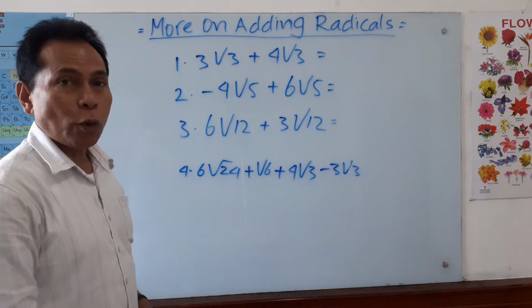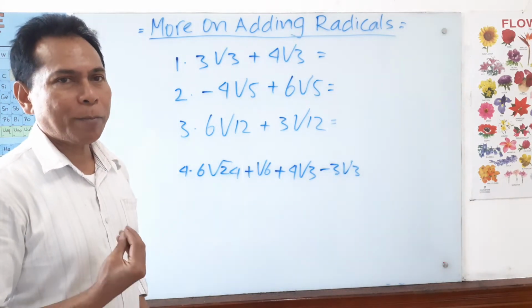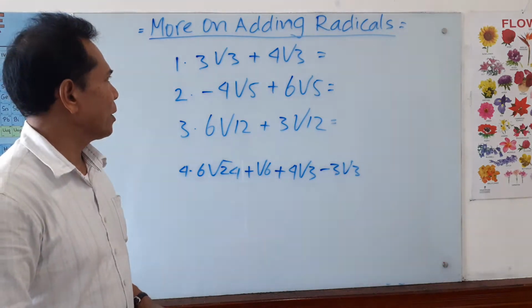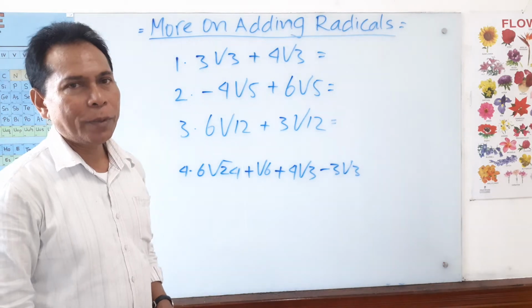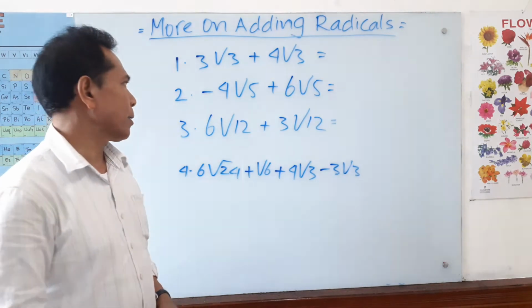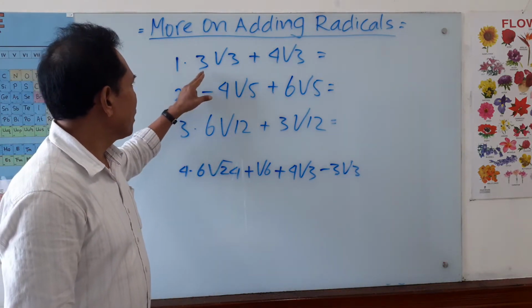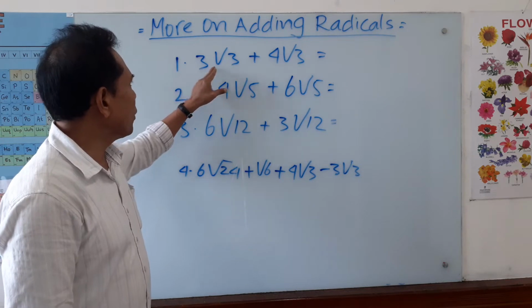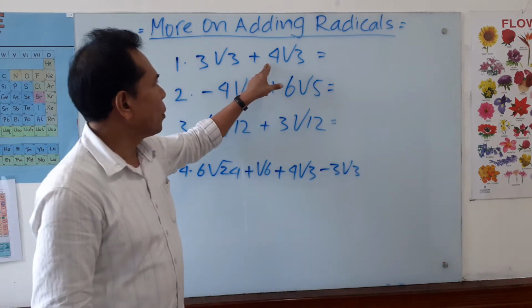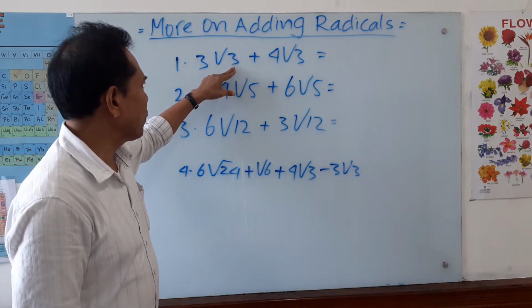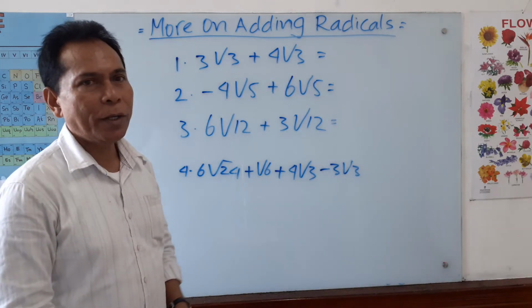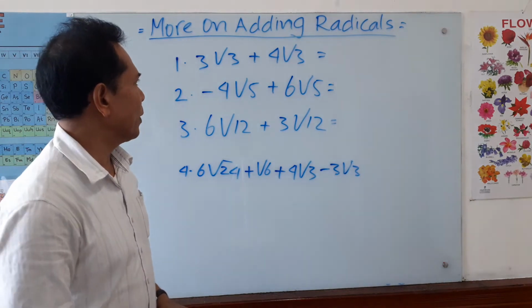I told you before, children, when we subtract or we add radicals, we need to make sure that the radicals are the same. Then we can add or we can subtract. Now we look here, number 1, we have 3 square root 3 plus 4 square root 3. The radicals are the same, okay? We have 3 here, we have 3 here. So we can add them right away.